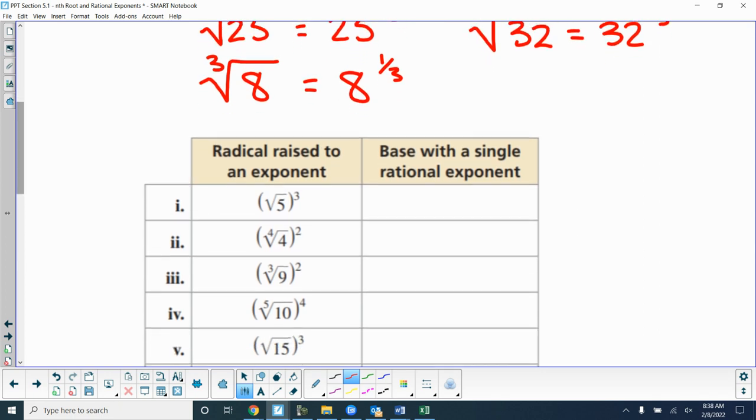All right. So I have the square root of 5 to the 3rd power this time. All right? So the base is 5. Since it's square root, what's the denominator? 2. All right? Since it's to the 3rd power, what's the numerator? 3. Okay?